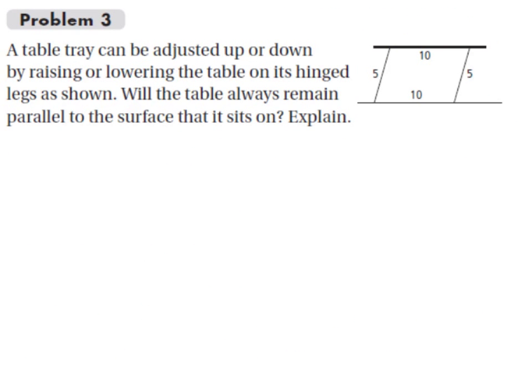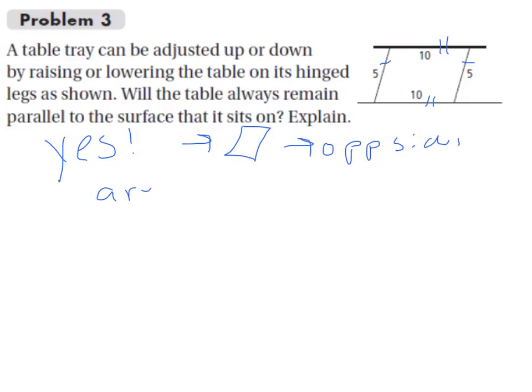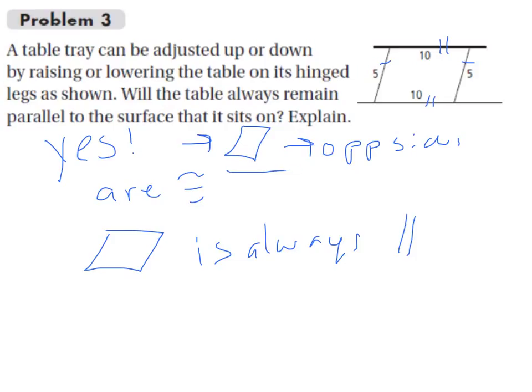So word problem. This table tray can be adjusted up or down by raising or lowering the table on its hinged legs as shown. Will the table always remain parallel to the surface that it sits on? Explain. When I look at this, I have these 2 are congruent. I also have these 2 are congruent. So yes, the reason being is because this is a parallelogram. Why is it a parallelogram? Because opposite sides are congruent. So that's why a parallelogram is always parallel. So yes, you need to have all this information. You can't just say yes. You have to say why. Is it a parallelogram? And being a parallelogram, it will always be parallel.